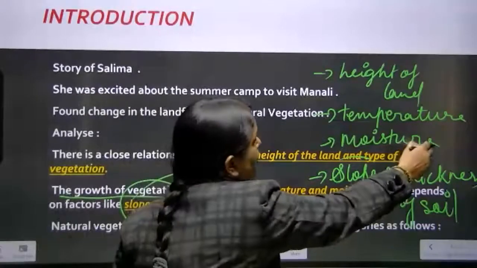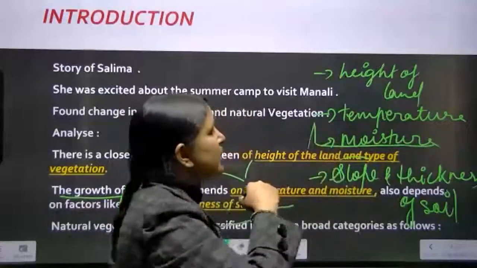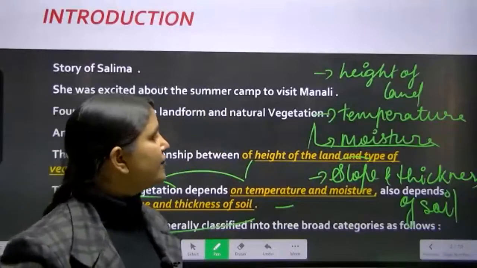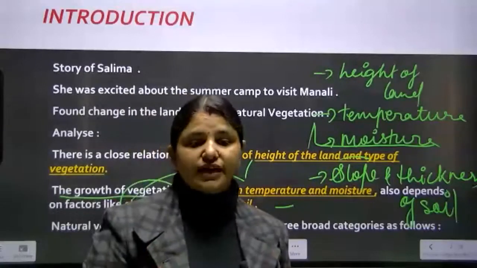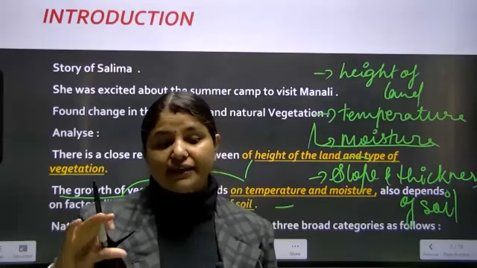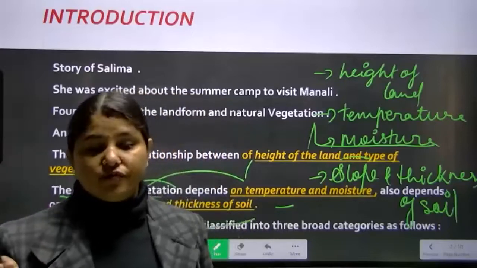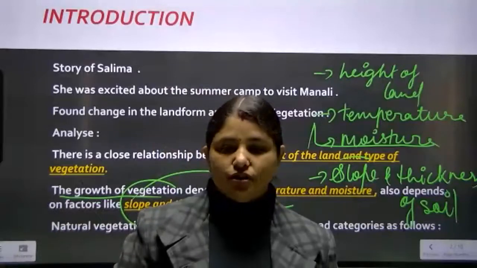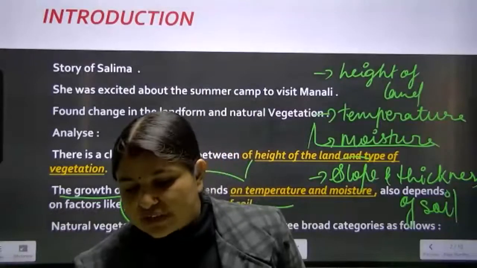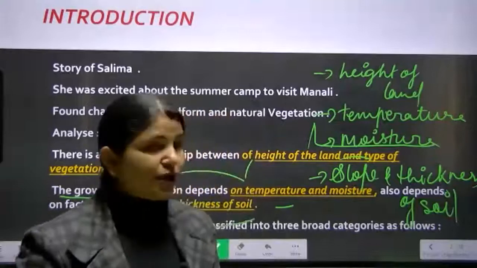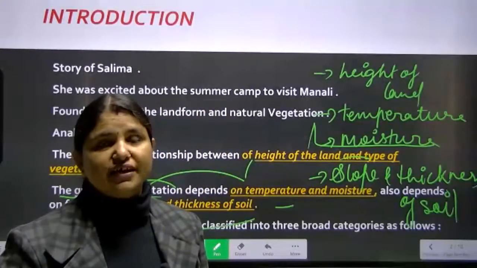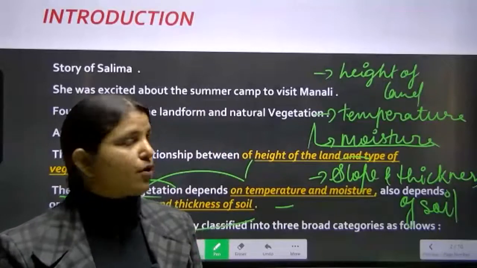Moisture is also one of the factors which affect the vegetation of an area. Suppose areas nearby the equator get so much moisture, so much humidity is there in the air, so we find a different type of vegetation. And in areas like Rajasthan where there is less moisture in the air, there we find a different type of vegetation.